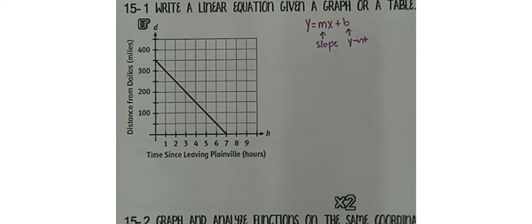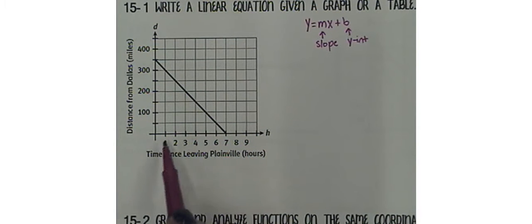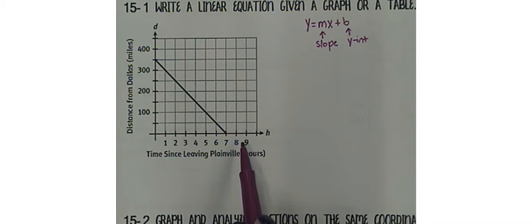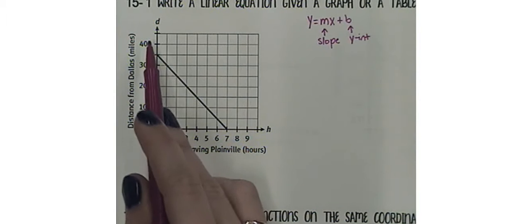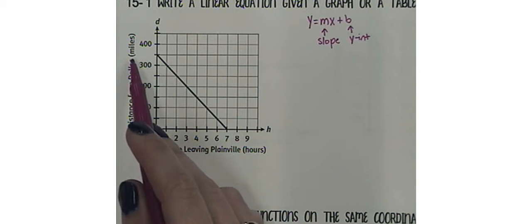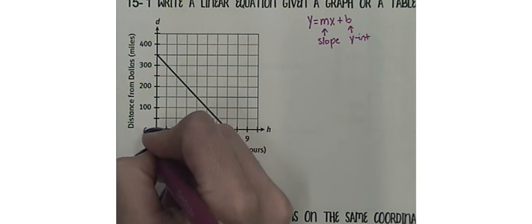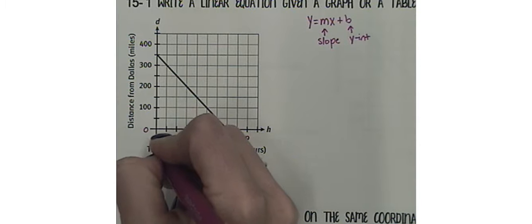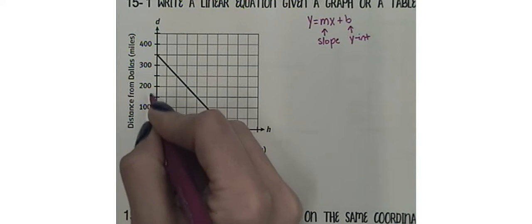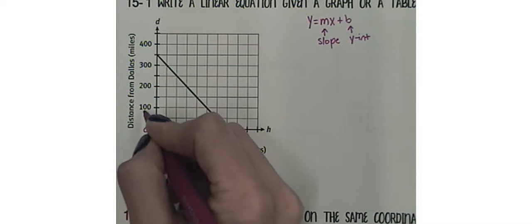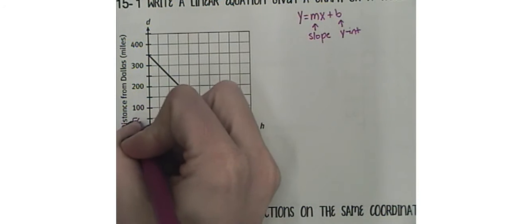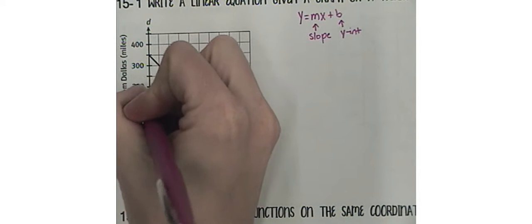So it's important that we focus on our scale. On my x-axis or my h-axis for hours, everything is filled in and I'm going up by ones. On my y-axis or d-axis for distance and miles, it's not filled in for me. 0, something, 100. And this scale has to be even, so it's halfway between 0 and 100. It's 50. So that means this would be 150.